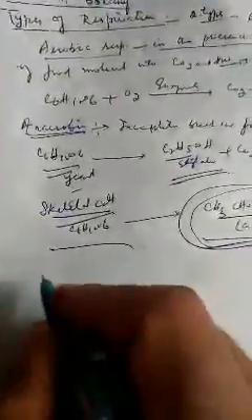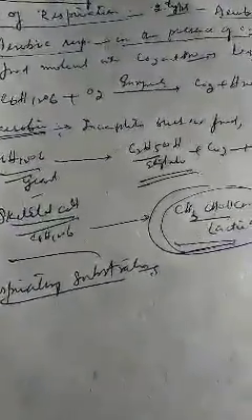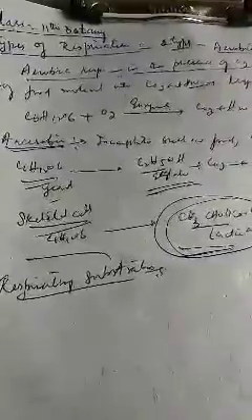Now we will take up another topic, that is respiratory substrates. Respiratory substrates are substances. In respiration, many types of high energy compounds are broken down, that is oxidized, to yield energy required for cellular work. Many high energy compounds are oxidized to yield energy required for various cellular activities.